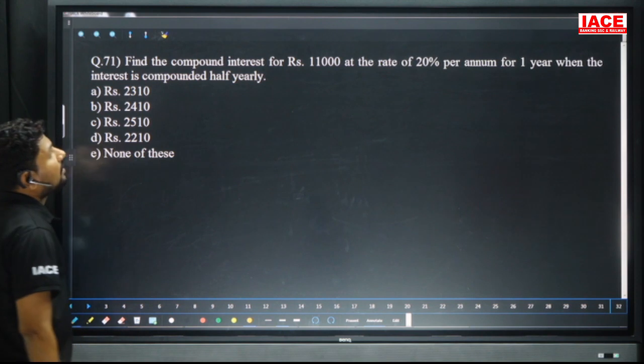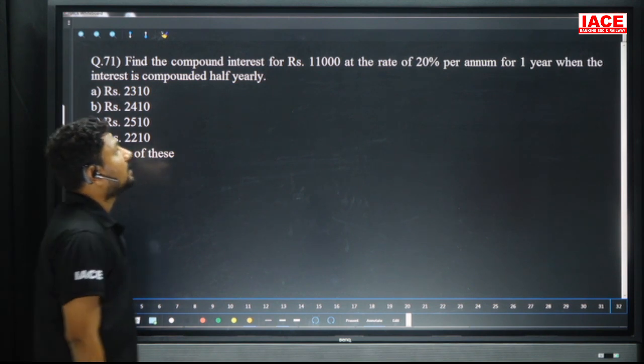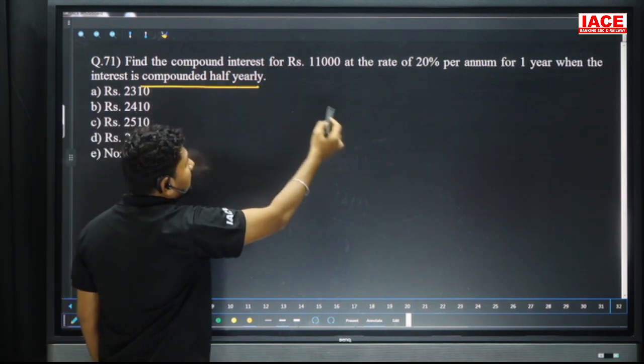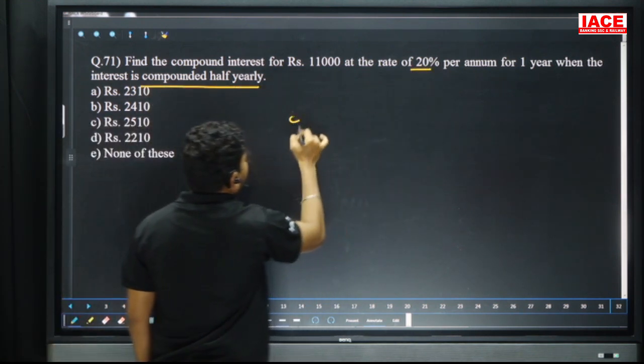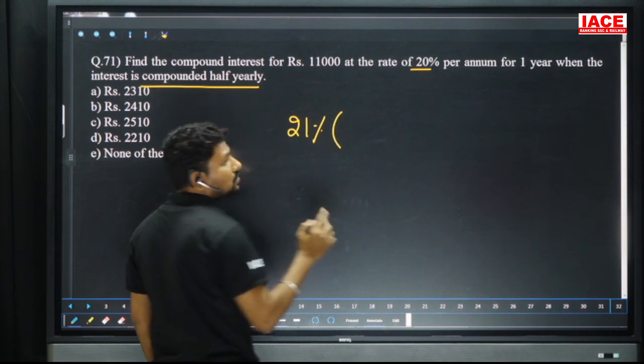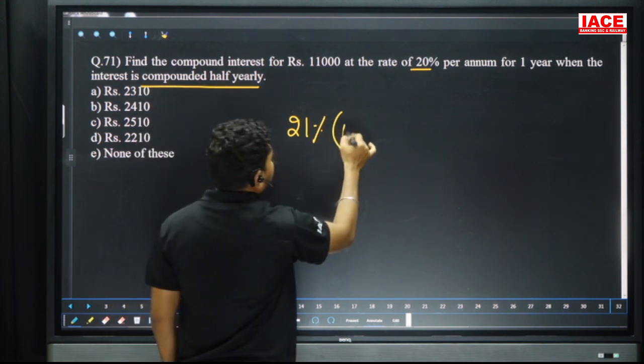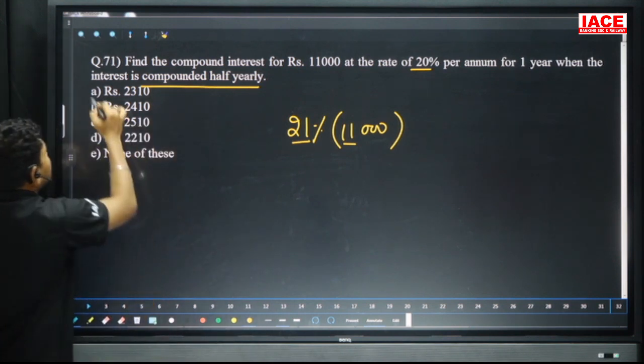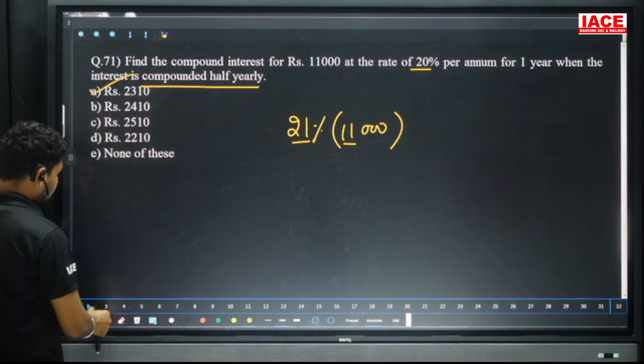Next, find the compound interest on 11,000 rupees at 20% per annum for 1 year, when the interest is compounded half yearly. 20 percent became 10 percent. 10 percent per half year means you can write 21 percent for 1 year, since there are 2 half years. 21 percent of 11,000: 11 21s are 231. Which option contains 231? That is our answer. Option A.